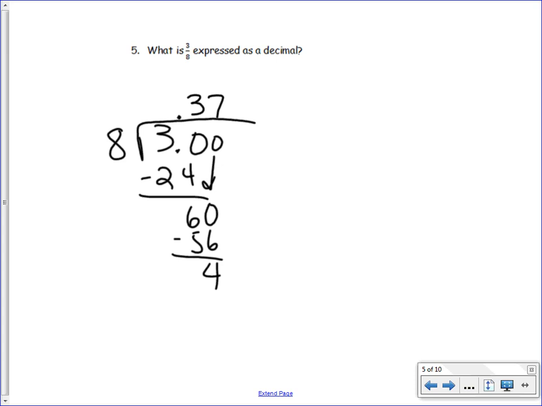I have a remainder of 4, but remember when we're dealing with decimals, we don't want remainders. So I'm going to add a 0 and bring it down. 8 goes into 40 5 times. 5 times 8 is 40. And I'm done. So 3/8 expressed as a decimal is 0.375.